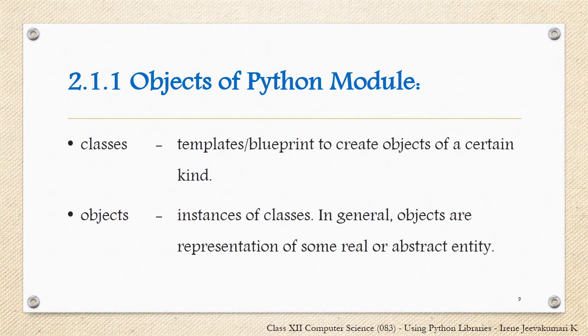Some other objects of a Python module are classes and objects. Classes are templates or blueprints to create objects of a certain kind. Now let us see what objects are. Objects are instances of classes. In general, objects are representations of some real or abstract entity.